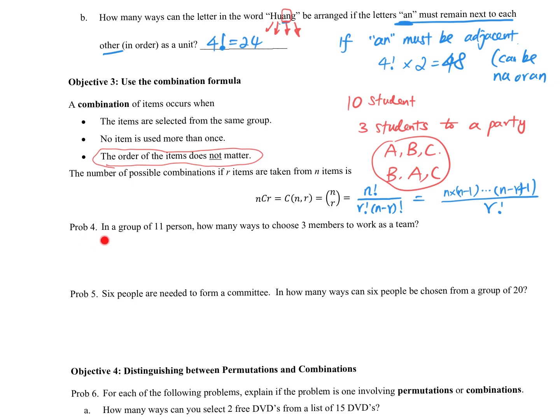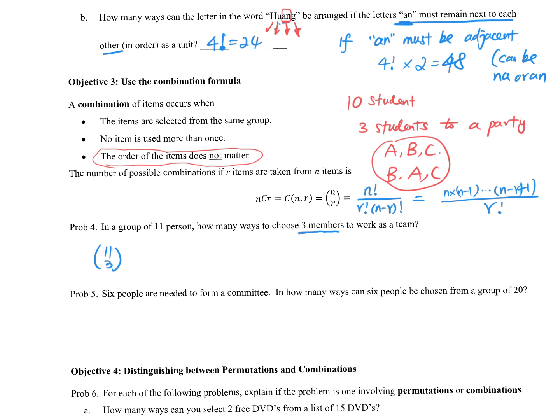Now, in a group of 11 persons, how many ways are there to choose 3 members to work as a team? So this is choosing 3 from a group of 11. The order really doesn't matter. These 3 will form a team, right? So therefore, I should use the combination. I'll say 11 choose 3.